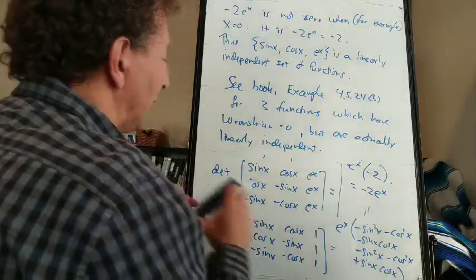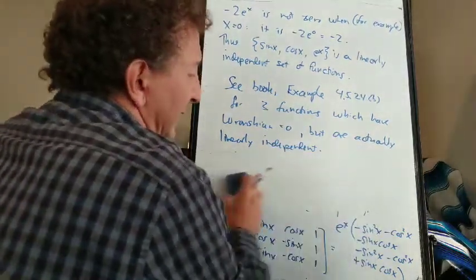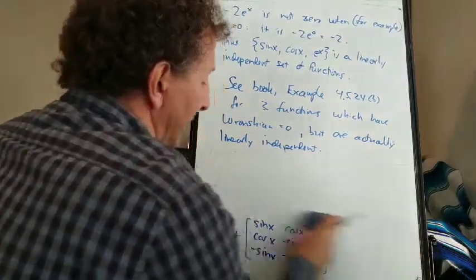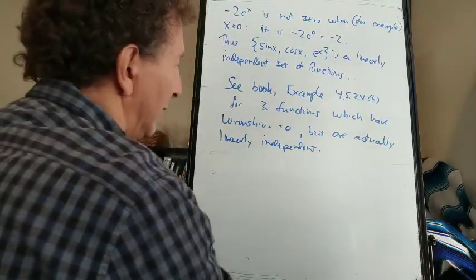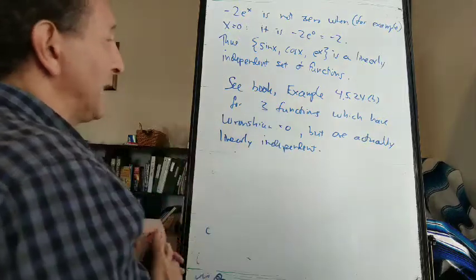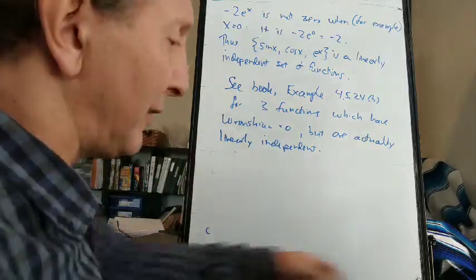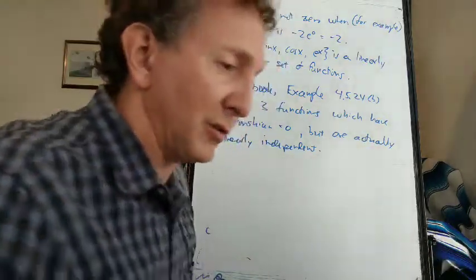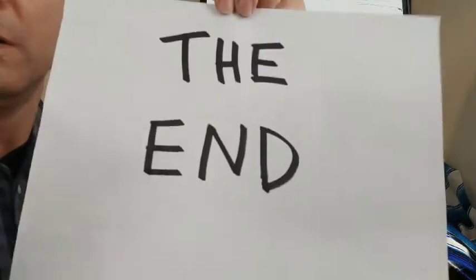So this would be an example of where the Wronskian test fails. We don't get any information. So if the Wronskian is 0, no information. If the Wronskian is non-zero for at least one value of x, then we know that our functions are linearly independent. The end.